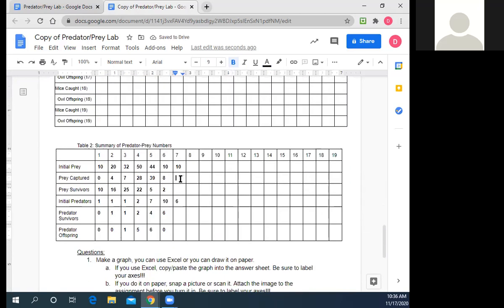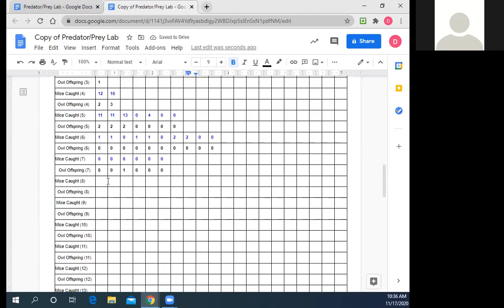And we can jump down here. How many of our mice were captured? 6. Prey survivors is 4. Predator survivors was just 1, and then it had 1 offspring. So we're going to start the next generation once again with 10, because 4 plus 4 is 8, but we can't go below 10. And then our initial predator is going to be 2. And we can do generation 8.